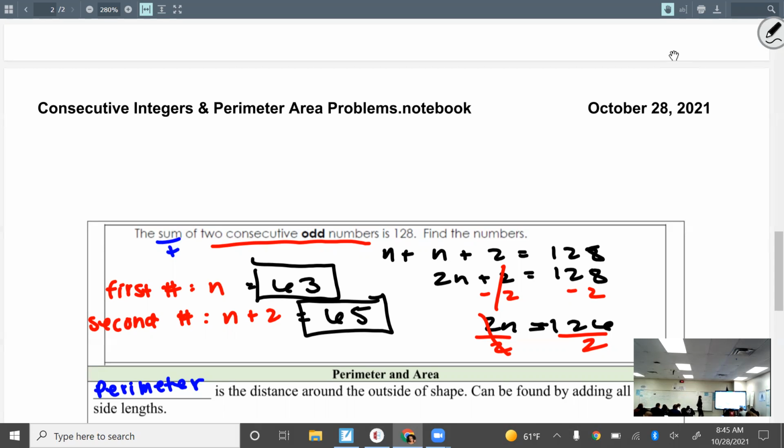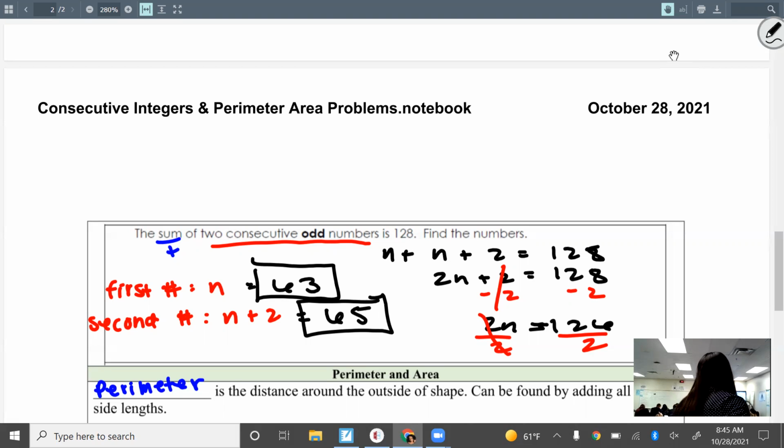And then from here, it's just a 2-step equation. So do the opposite of what's being done. Instead of adding, we subtract on each side. And then instead of multiplying, we divide on each side, which gives us 63 for the first number and 65 for the second. All right, so n is 63. The second number is n plus 2, so 65. All right, questions? That makes sense.